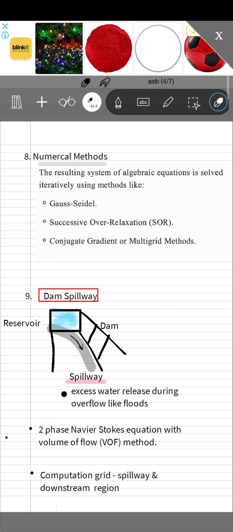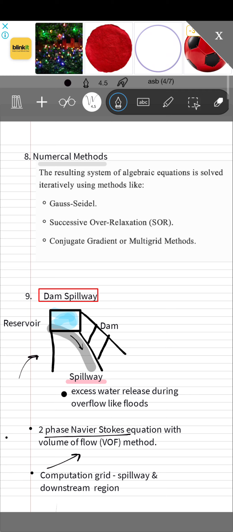dam spillways. Now, spillways are backdoor paths for the water to be released when there is a flood or an excess and the dam needs to release some water. Then the spillway comes into the scenario. This spillway also needs to be analyzed, and for that we can use the FVM method. In the FVM method, we use a two-phase Navier-Stokes equation followed by a method called the volume of fluid method.